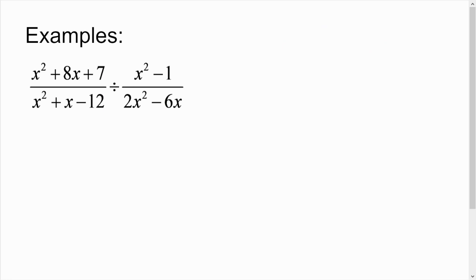I'll start off with the x squared plus 8x plus 7. I can factor that, I think. Well, what multiplies to make 7 and adds to make 8? Well, that's got to be 7 and 1.